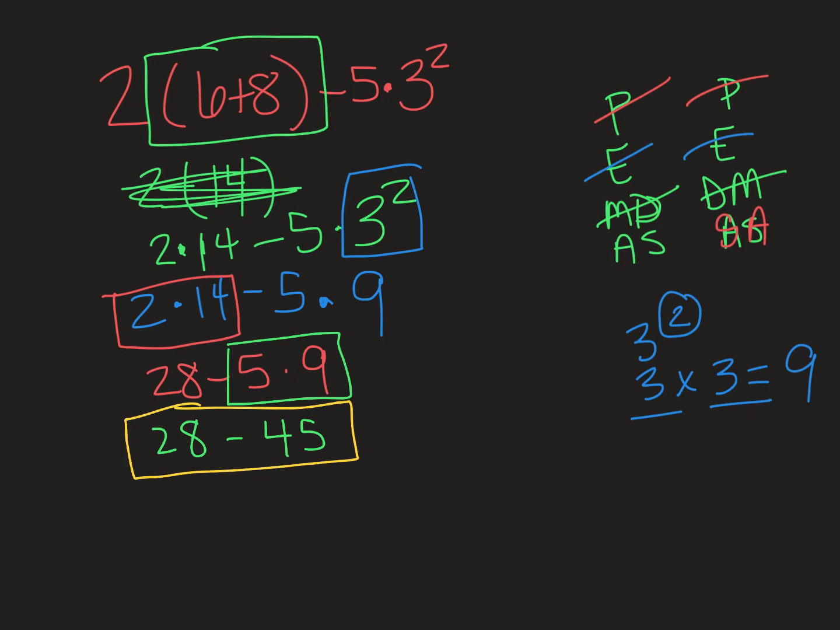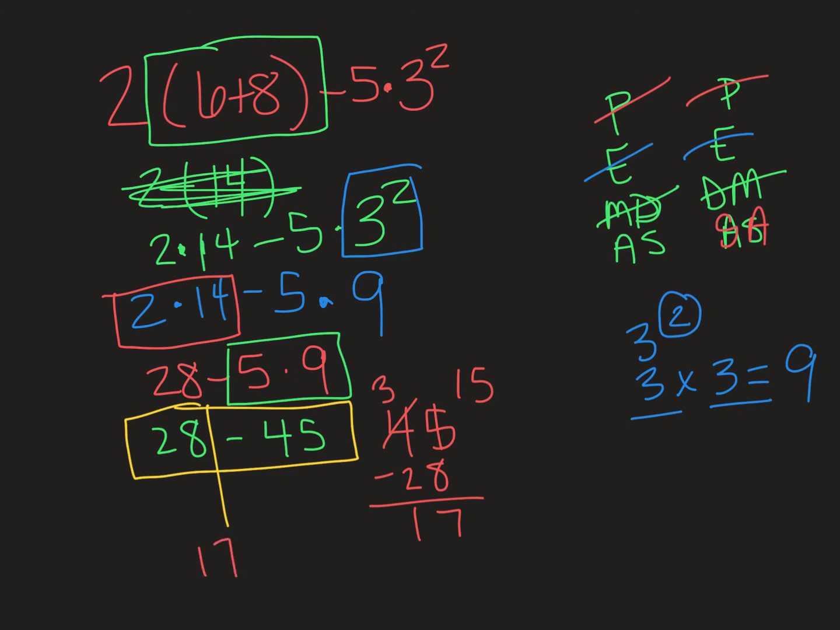Okay, so we're going to draw our line, and we have 28 and negative 45. So we're going to use our integer song. Same signs you add, different signs subtract. Well, I'm looking at my signs and they are not the same. 28 is positive and 45 is negative. So different signs subtract. Okay, so we're going to take 45 minus 28. And that gets me 17.